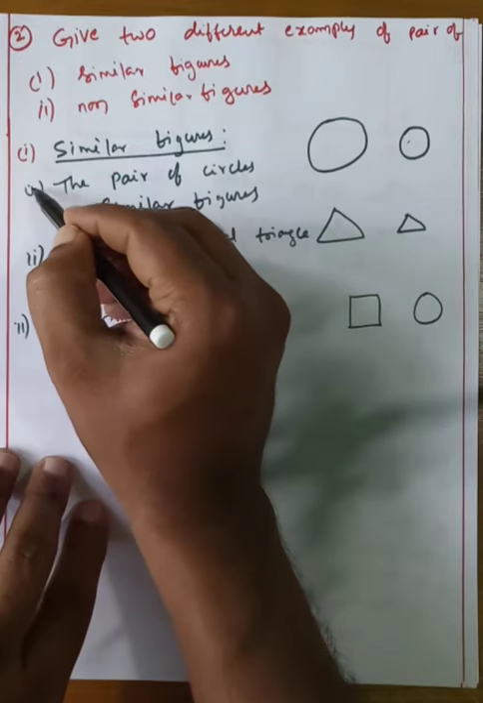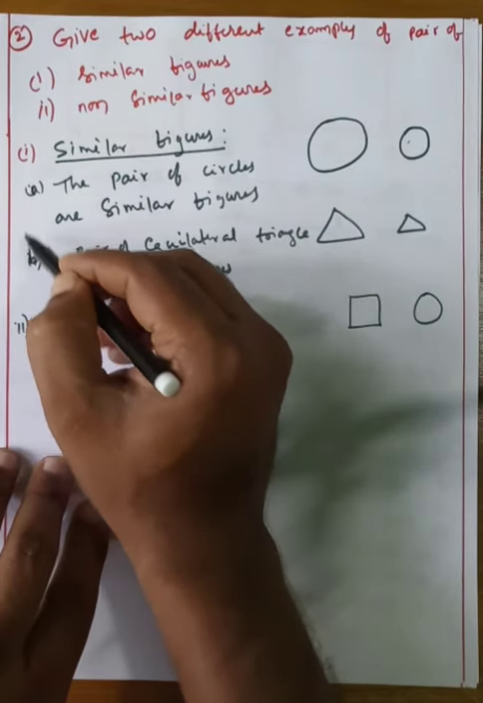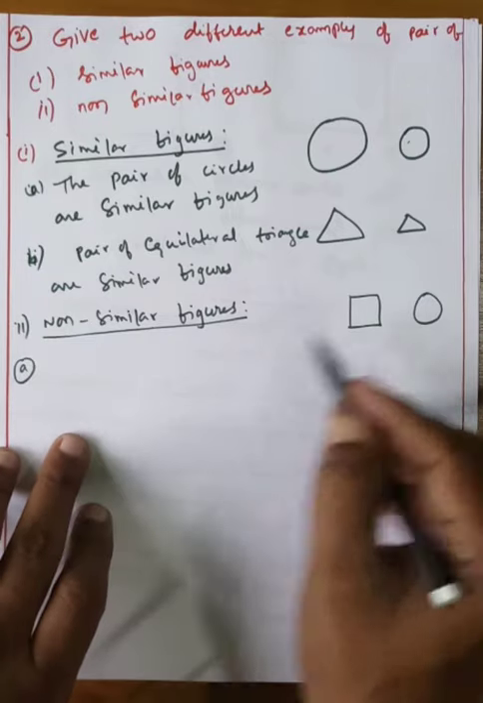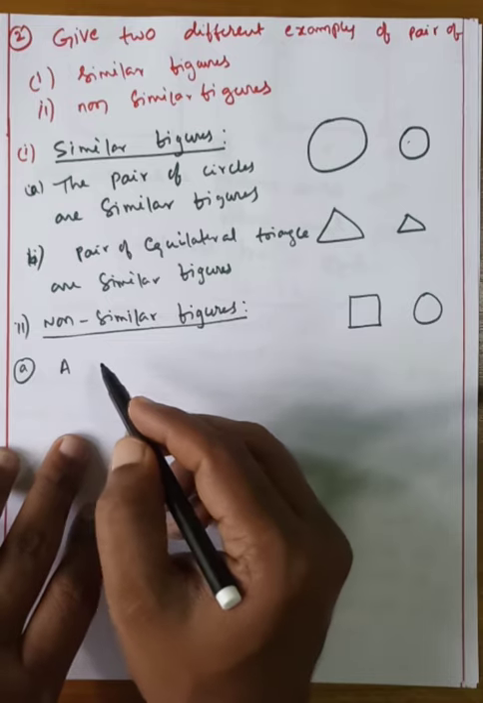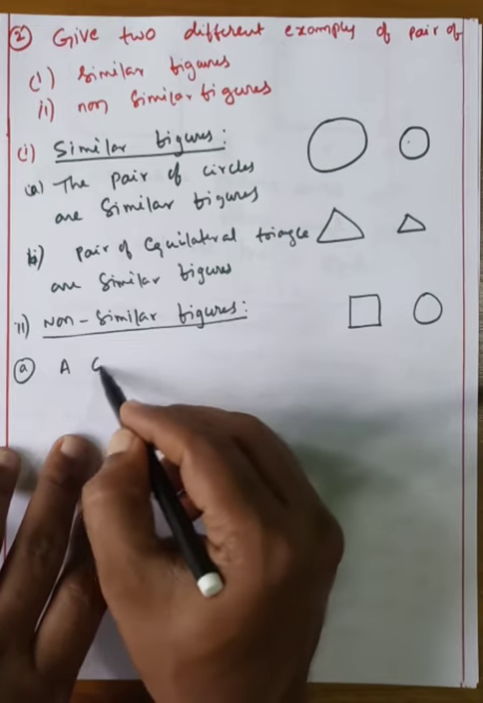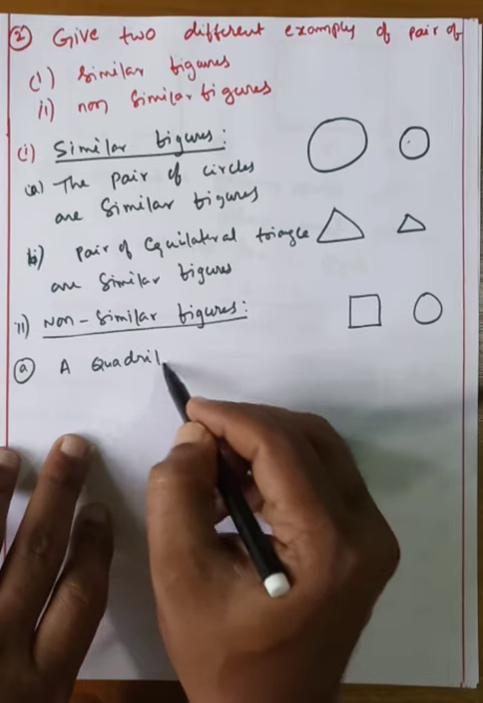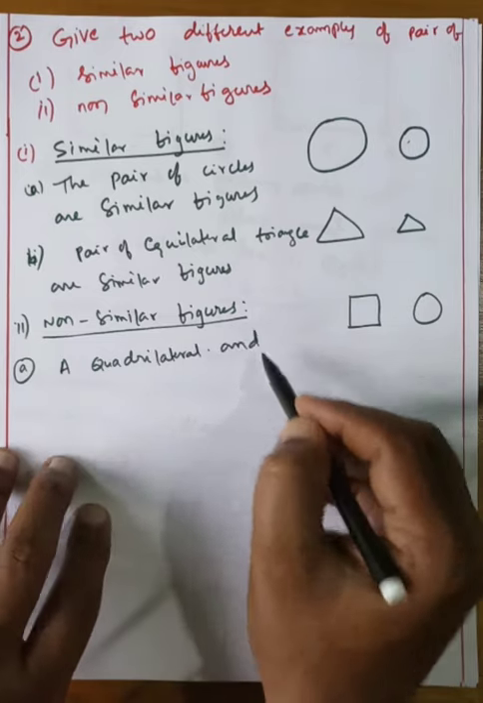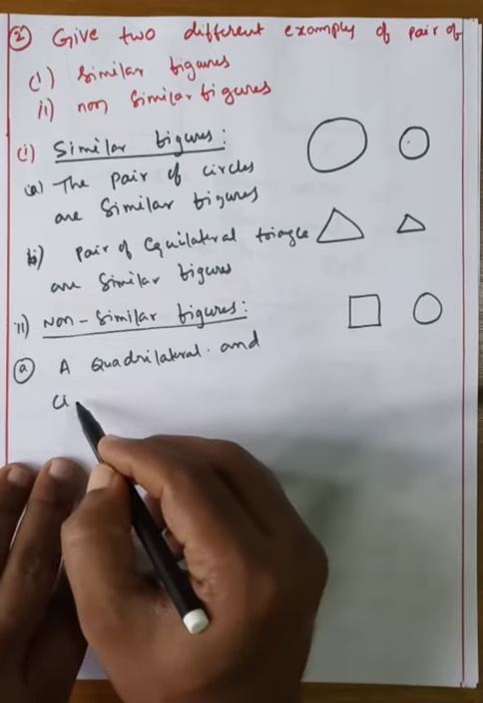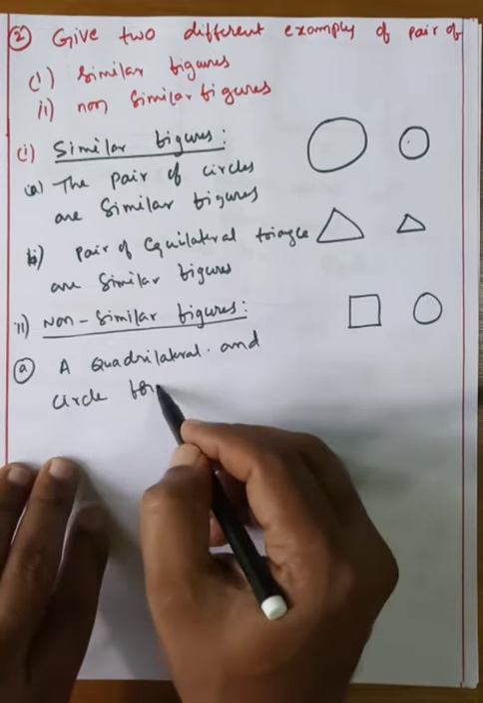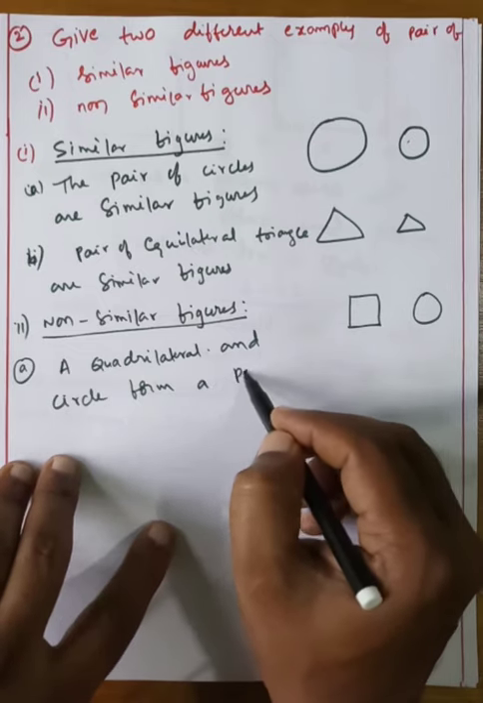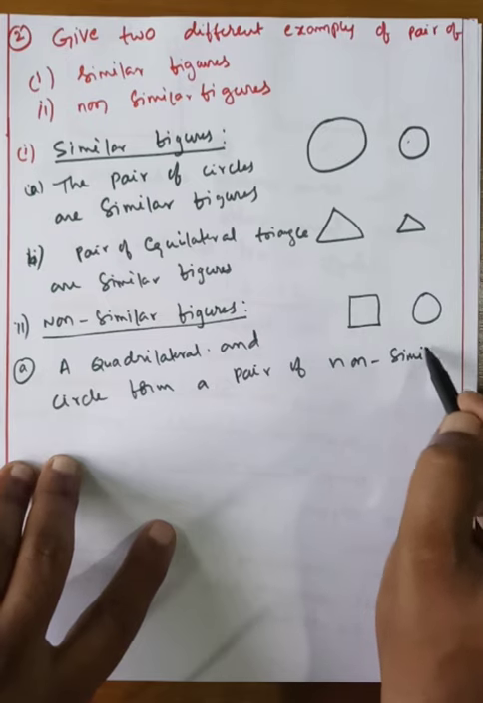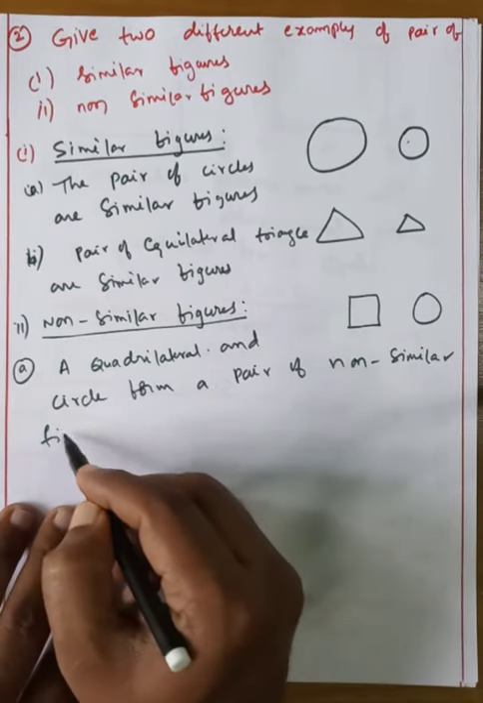For suppose this is A, this is B. Now this is A. Non-similar figures means a triangle, a square, a quadrilateral and a circle. A quadrilateral and a circle form a pair of non-similar figures.